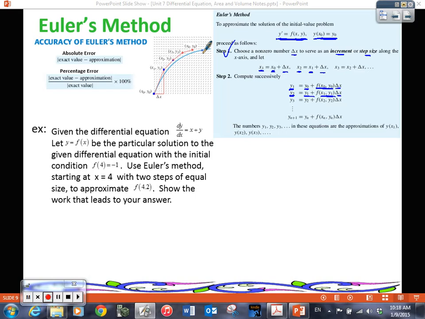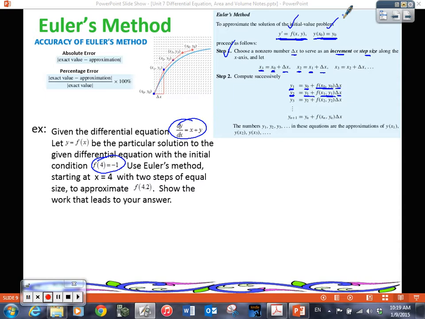Let's do an example. So let's see what we're given, the differential equation. Okay, so we have this that we need. We have our differential equation, and let y equals f of x be the particular solution to the given differential equation with the initial condition. Okay, great. We have the two things that we need. We have a differential equation and we have an initial condition. So they want us to use Euler's method.